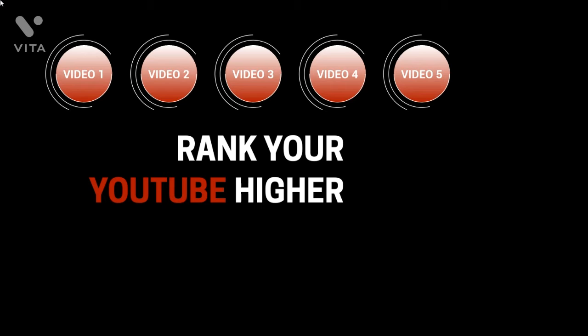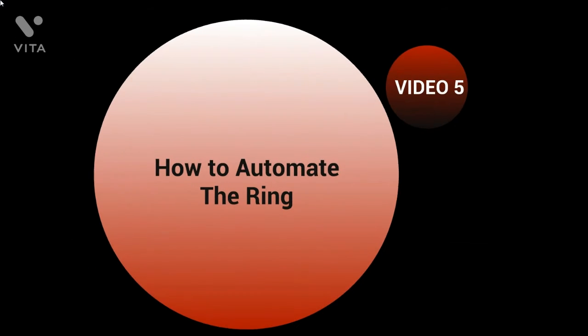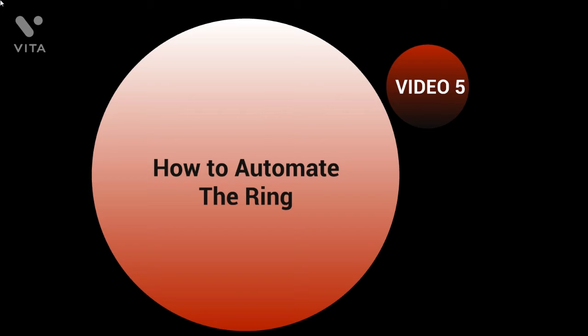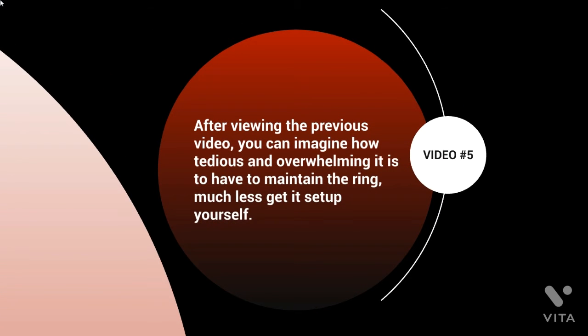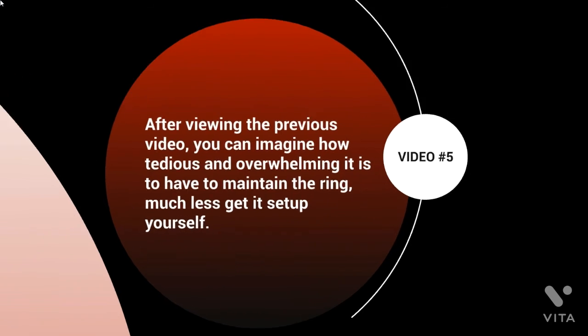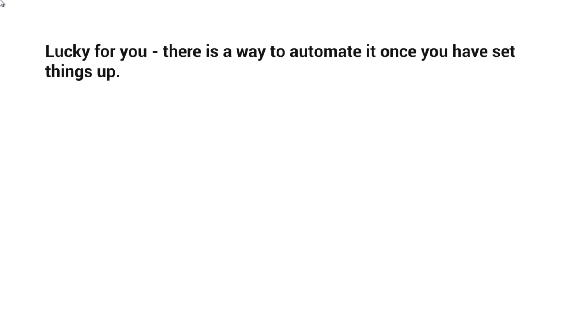Hello and welcome back. This is video number 5. We're going to talk about how to automate the ring, now that you understand how everything is interlinked and connected, and how you can be creative and make your own ring. After viewing the previous video, you can imagine how tedious and overwhelming it is to maintain the ring, much less get it set up yourself. But lucky for you, there is a way to automate it once you have set things up. Getting things set up is the tedious process.